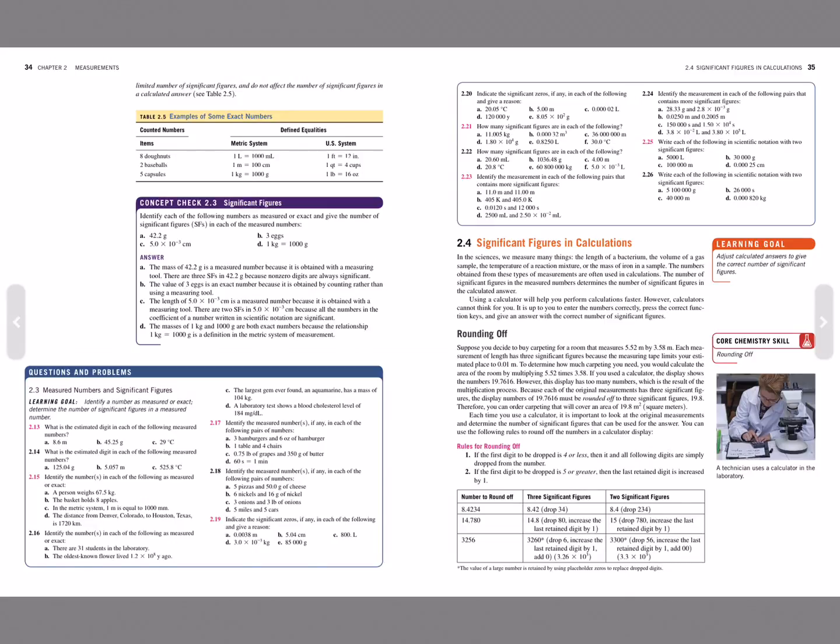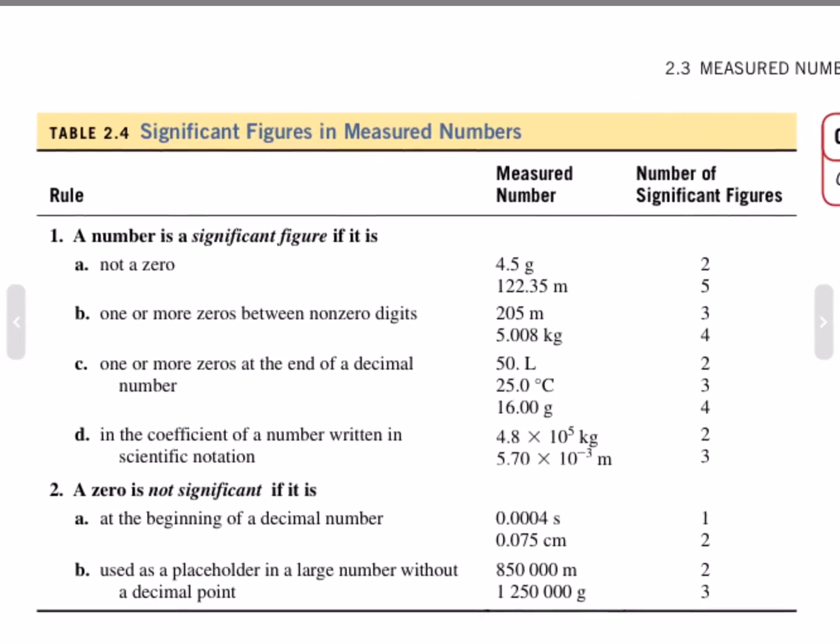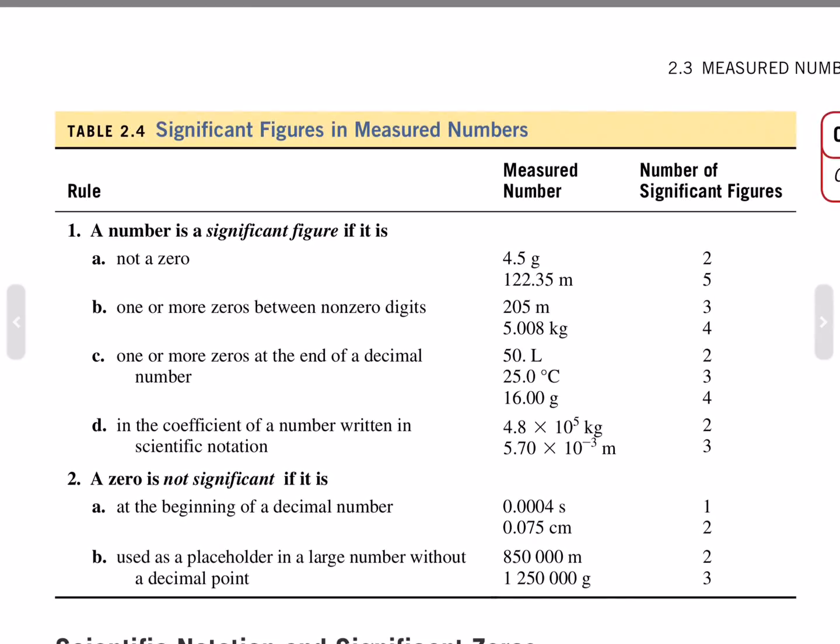Section 2.4, Significant Figures and Calculations. Let's begin by reviewing the last section. Table 2.4, Significant Figures and Measured Numbers. A number is a significant figure if it is not a zero, so 4.5 grams is two significant figures. It is also a significant figure if it is one or more zeros between non-zero digits.